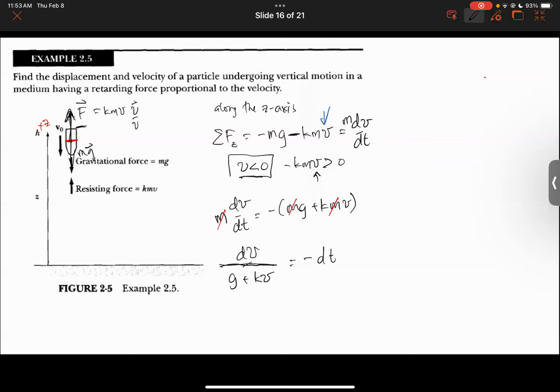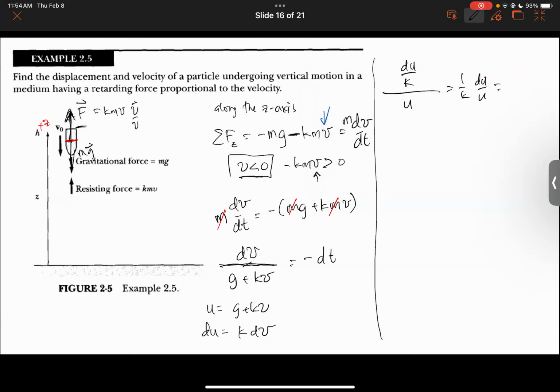Now, we integrate, di ba? Siyempre, ginagamit natin yung let u method, di ba? Let u be equal to g plus kv, so du is equal to k dv, di ba? So, yung expression na yan ay pwede natin isulat as du over k all over u, okay? Or 1 over k du over u is equal to minus dt. So, du over u is equal to minus k dt.